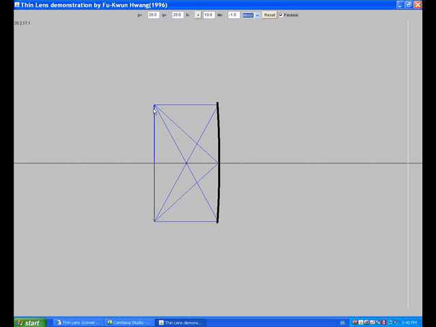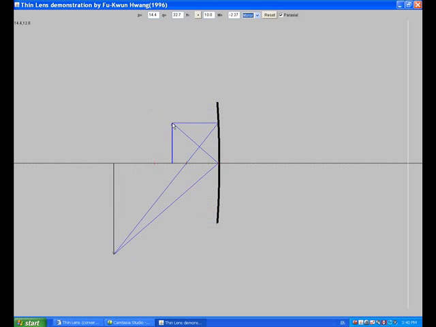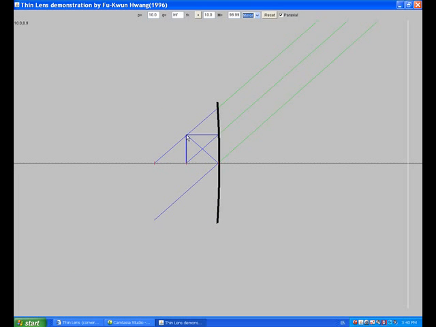Now, as I continue to move inside between the center of curvature and the focal point, notice what happens to my image. The image is getting much larger relative to the object. And as I approach the focal point, notice that the lines at the focal point are going to be parallel. At that point, because the lines are parallel, they never meet, they never actually produce an image.